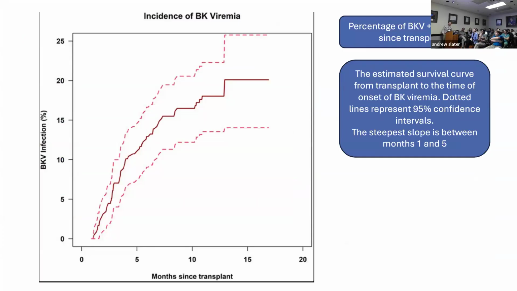This is just showing the incidence of BK viremia versus months since transplant. And what's important to note here on this graph is where is the slope steepest? That's what I clue in on, and it's really between month 1 and month 4 to 5 after transplant. That is where the slope for this cohort is most steep in terms of incident infection.